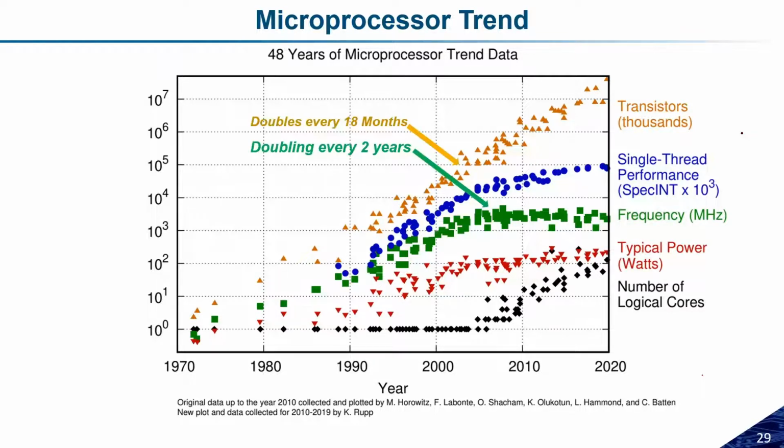Here the number of transistors doubles every 18 months. The operating frequency doubles every 2 years, but nowadays it has become saturated. This particular trend was working perfectly before 2010 or so. But after that, it became saturated. So the frequency is not increasing as per the trend.